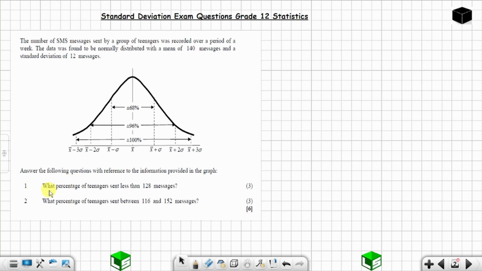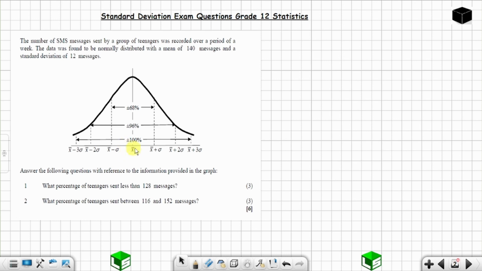Question 1. What percentage of teenagers sent less than 128 messages? 3 marks. Question 2. What percentage of teenagers sent between 116 and 152 messages? 3 marks. Okay, the best way to answer this question, you have to break up the percentage and you have to write what you have there.